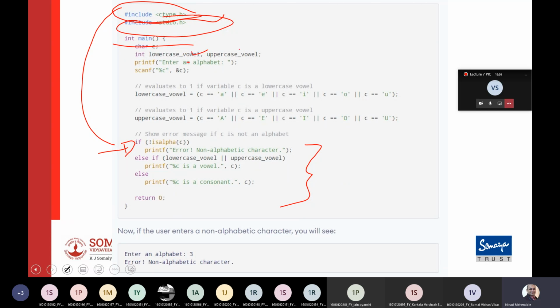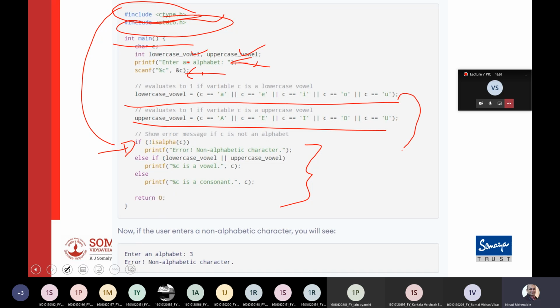Again, a similar program. So lowercase and uppercase are declared. The user is asked for an alphabet and that is stored into C. Then we are checking whether that C is one of these two, that is capital AEIOU or small AEIOU. Now you can say this checking can be done later also. It's okay. Again, I am telling you each program will have multiple solutions and you don't have to argue about why you are doing it before and why you are doing it later. As long as it is doing its job, it's okay.